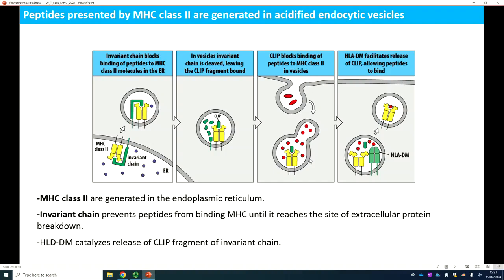So this vesicle with MHC class 2 will bind with a vesicle where we've endocytosed or phagocytosed pathogen, and it's been broken down. And then you have this partner molecule, which we'll talk about later, HLA-DM. And really what this does is it catalyzes the release of the clip fragment from MHC class 2, and it allows the MHC class 2 to take up antigen. And then once that MHC class 2 has taken up antigen, it can be presented on the surface of the cell.